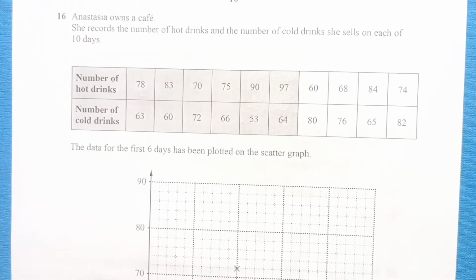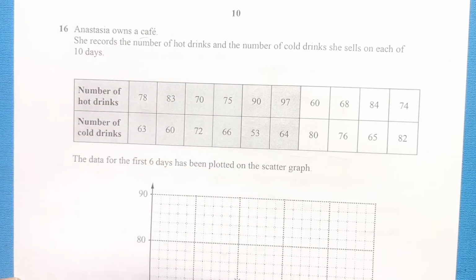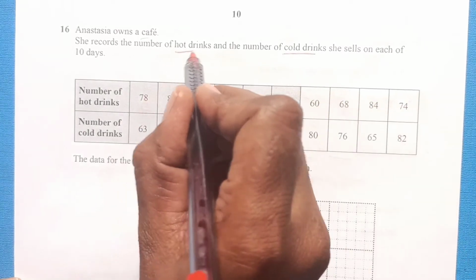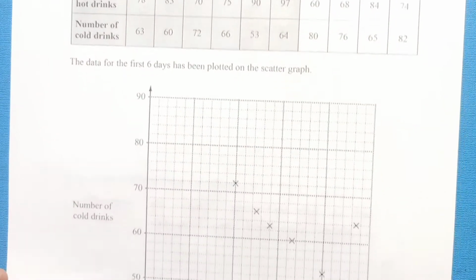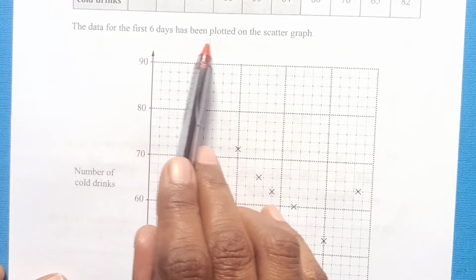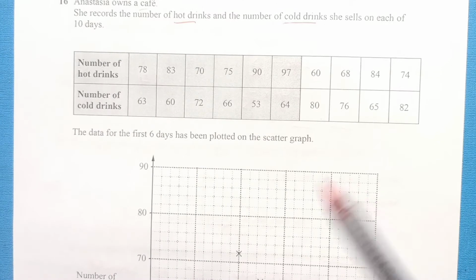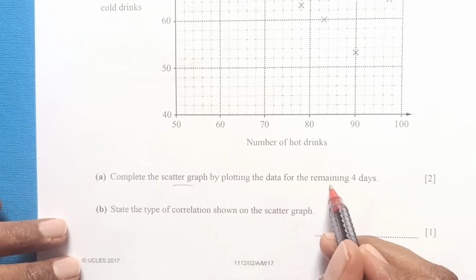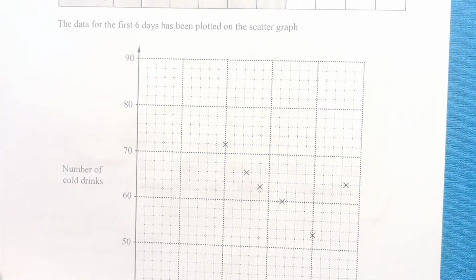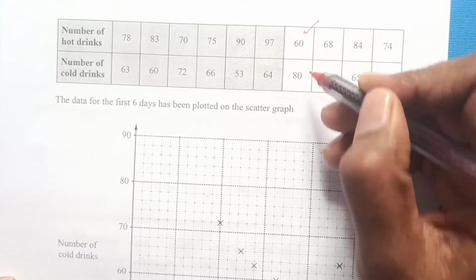Question number 16. We have here Anastasia owns a cafe. She records the number of hot drinks and the number of cold drinks she sells on each of 10 days. This is the record we have in the table. The data for the first 6 days has been plotted on this graph. You can see this shaded part, this is already drawn. So the question is, complete the scatter graph by plotting the data for the remaining 4 days. So let's see what the information is. We have number of hot drinks 60 and cold drinks 80.